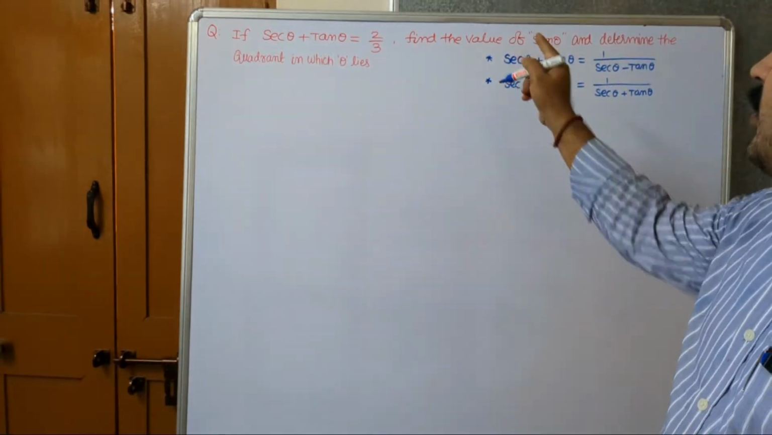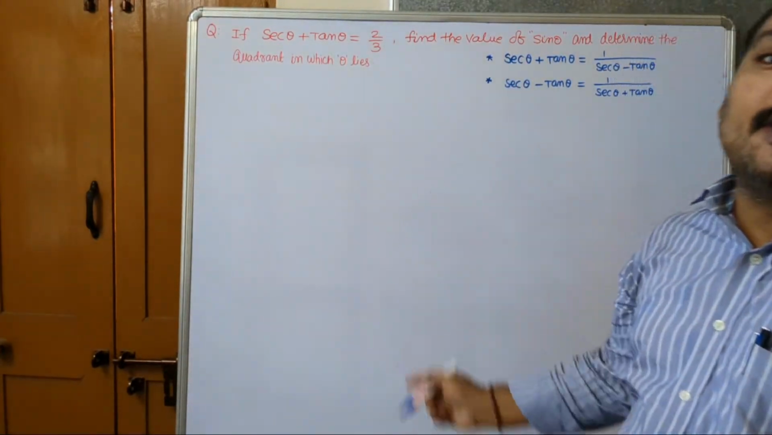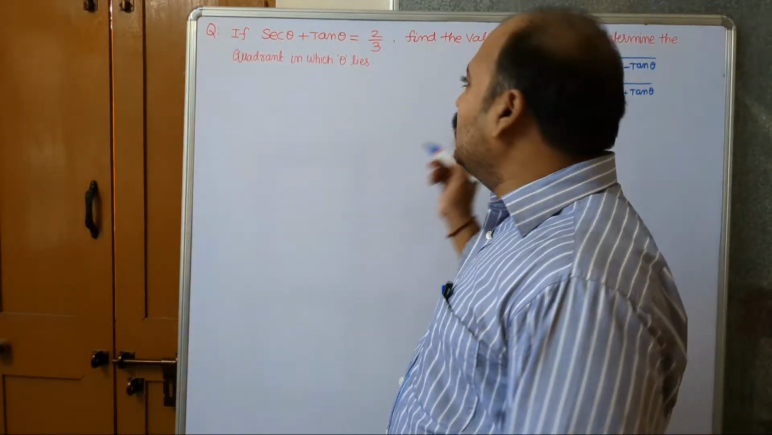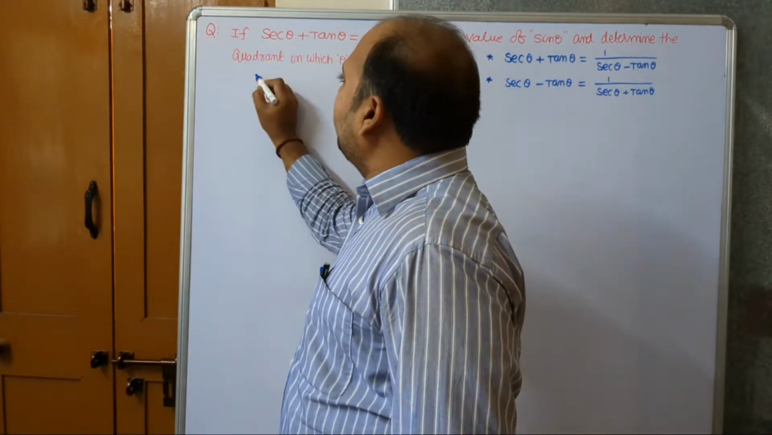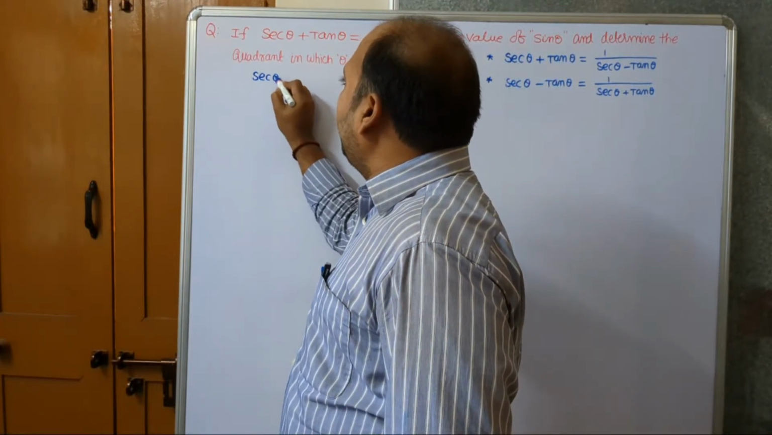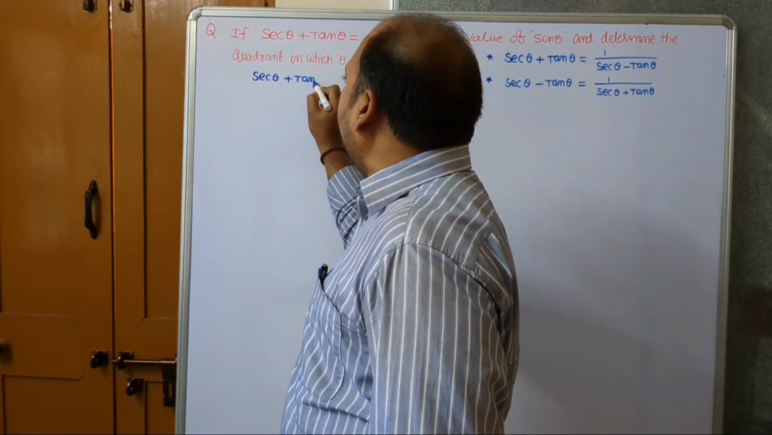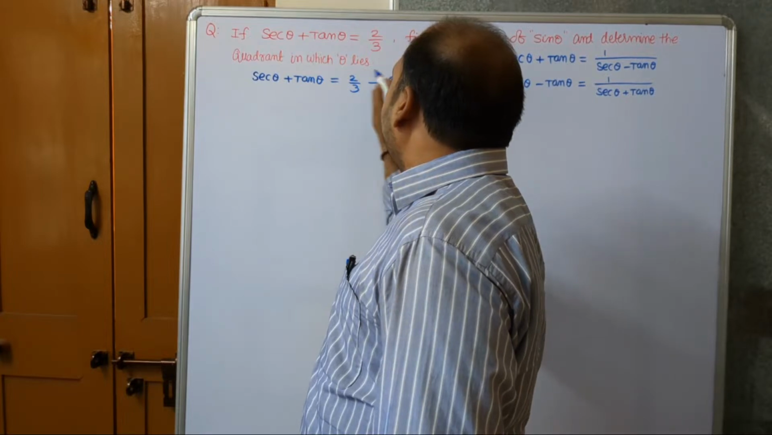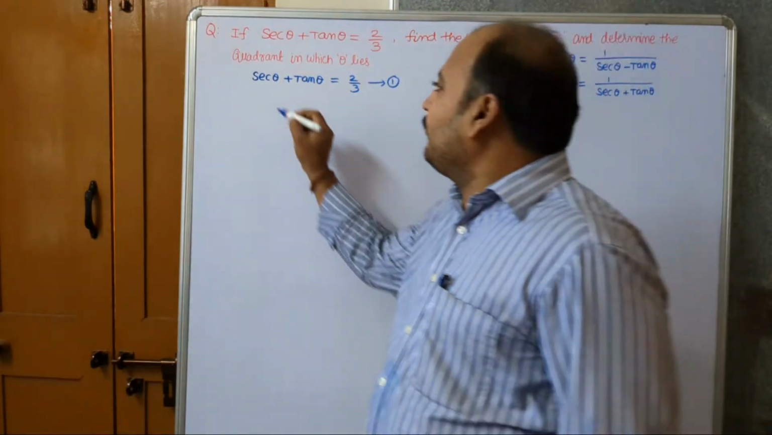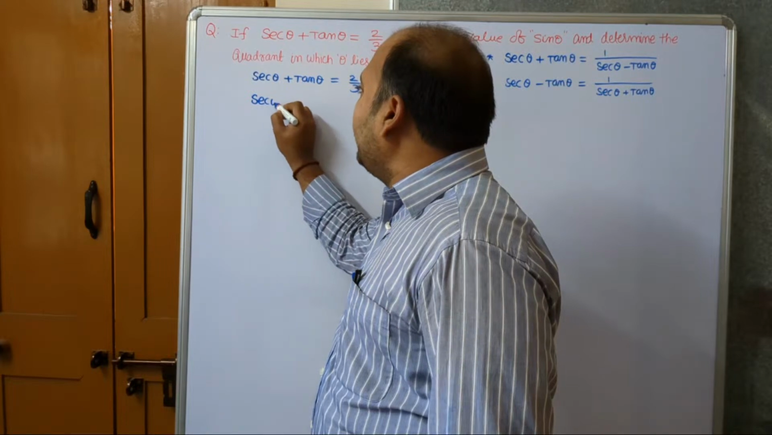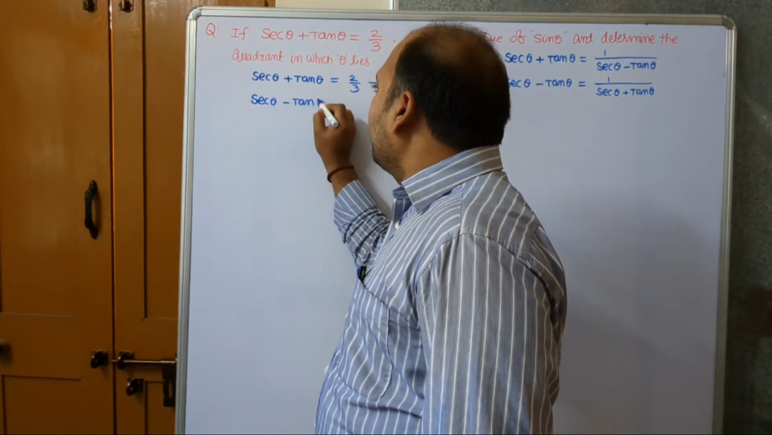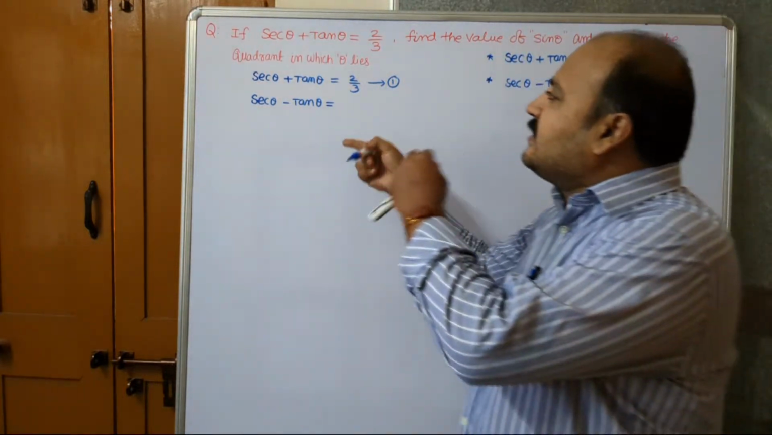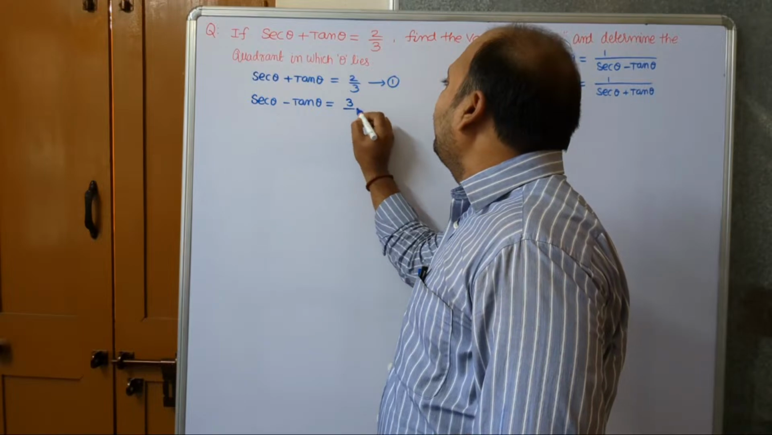These two are very important results in trigonometric identities. This belongs to the second trigonometry identity. So what is the use of this one? First, given secant theta plus tan theta equal to 2/3, put it as equation number 1 and write the value of secant theta minus tan theta, dear students. Secant theta minus tan theta means 1/(secant theta plus tan theta) only. That means the reciprocal of this one, 3/2.